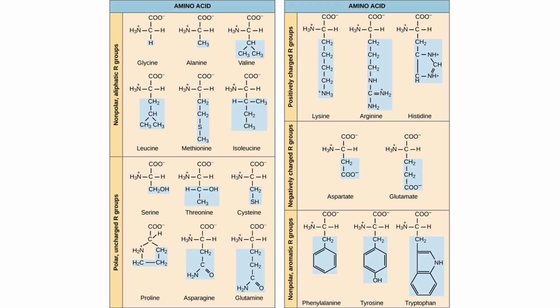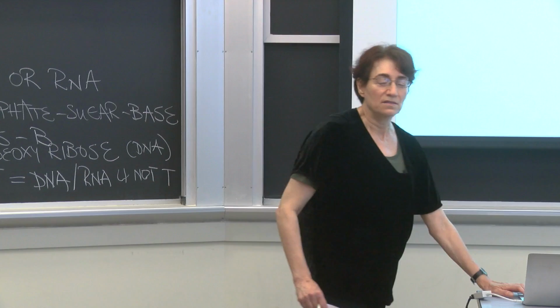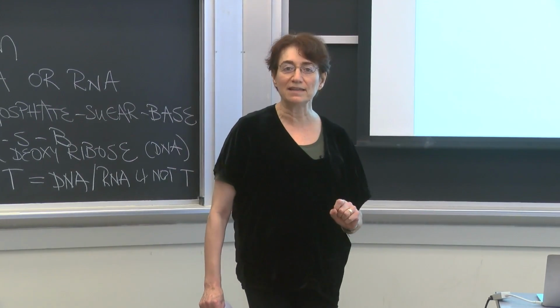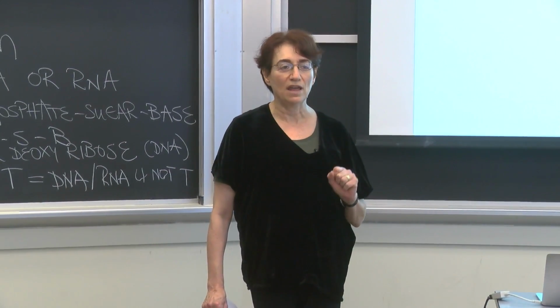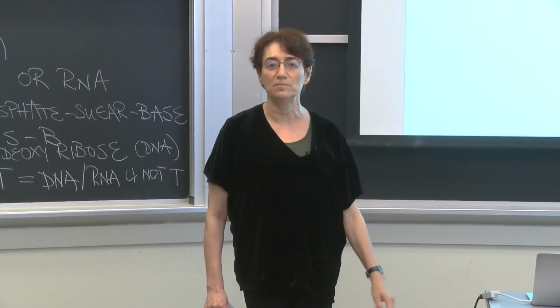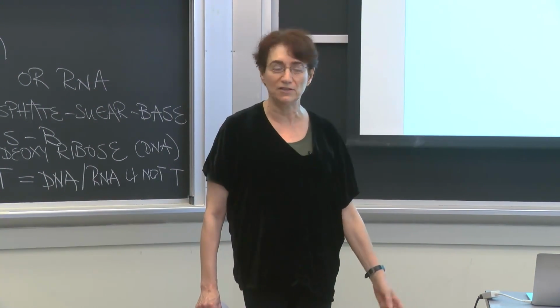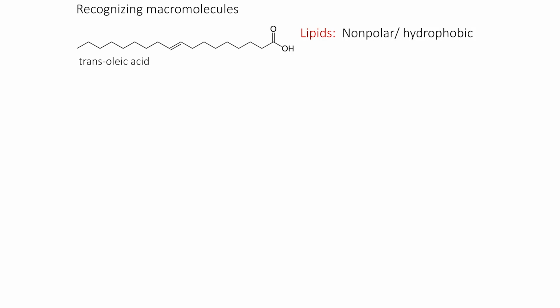And here are the structures of the whole set of common amino acids. You don't need to know each of these, but you should be able to look at these particular structures and say, oh, this looks like it would be a charged amino acid or an uncharged. This would be polar or not polar. So let's review a moment, recognizing macromolecules and how you would tell these 4 classes apart, because that's one of the things I'd like you to get out of this class.